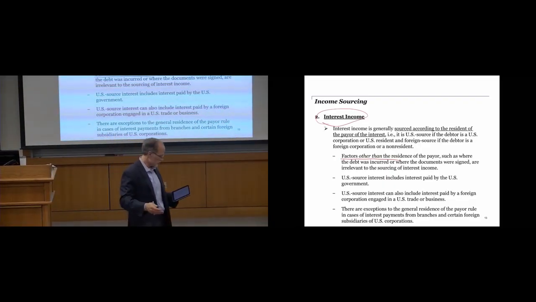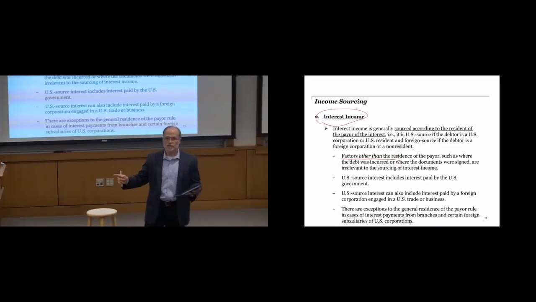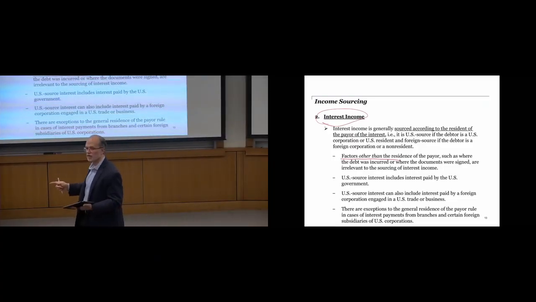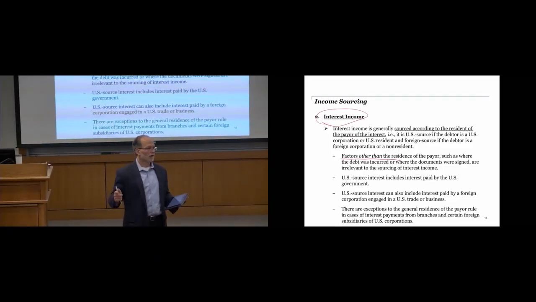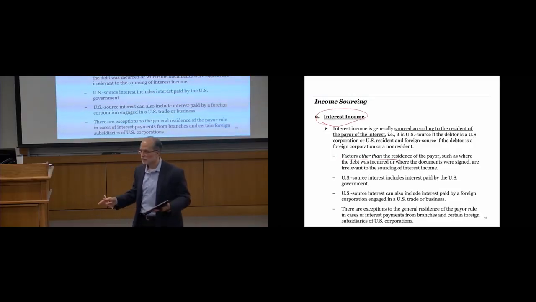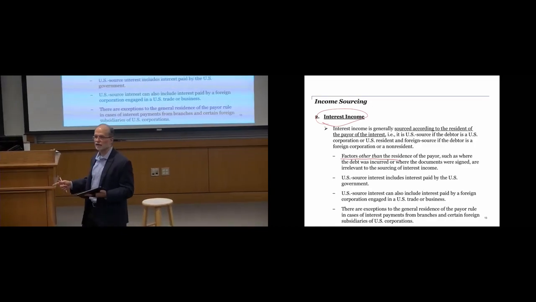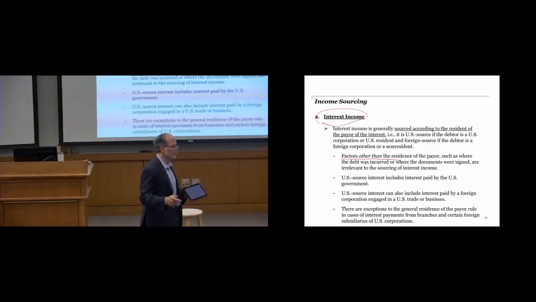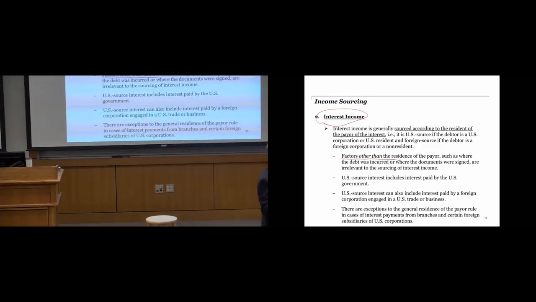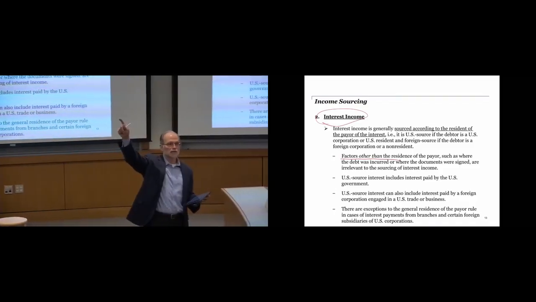U.S. source interest includes interest paid by the U.S. government. I would argue that probably the U.S. government is the world's biggest debtor. They pay the most interest around the world. There are other non-U.S. people who own U.S. government bonds. So those are outbound interest payments. Who's the resident of the payor? Well, it's the U.S. government.